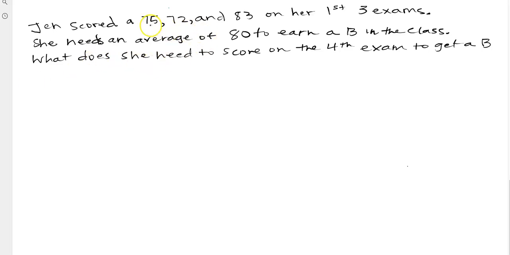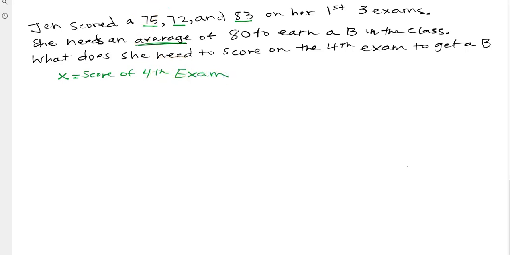So when we're thinking about this, we're talking about an average. And remember, an average is where you add all the numbers together and then divide by how many there are. Well, we know what she scored on the first 3 exams, but we don't know what she scored on the last exam, because she hasn't taken it yet. So we're going to let x equal her score on the 4th exam.